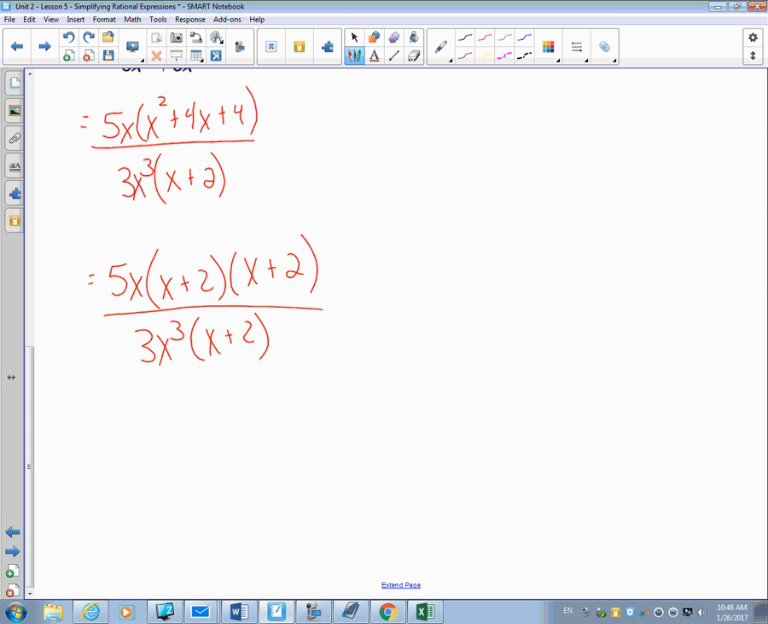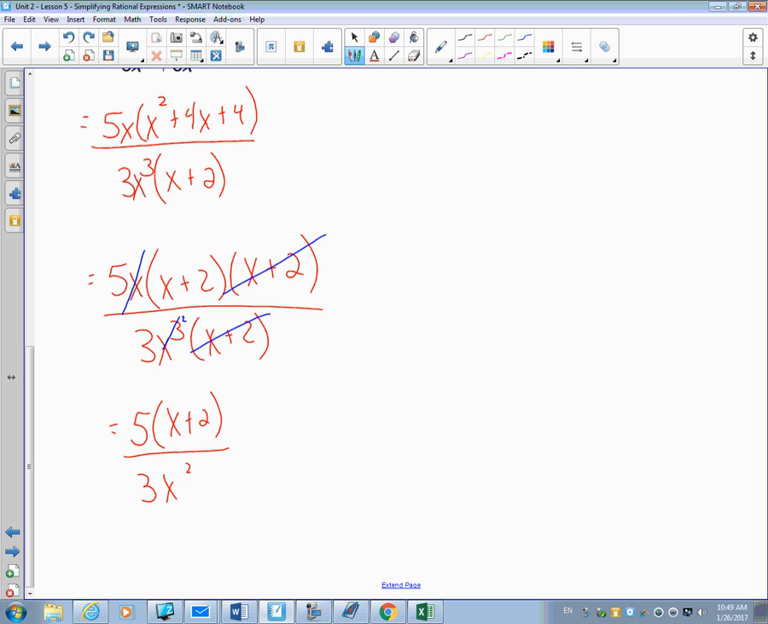Let's start canceling. What can we cancel? I can cancel this expression with this expression. I can cancel one of these x's with one of these x's. I'll have 2 of them left. So what's my answer? 5, x plus 2 on top, 3, x squared on bottom.